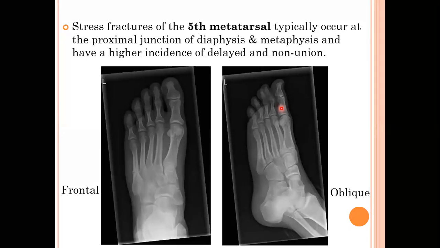Stress fractures of the fifth metatarsal typically occur at the proximal junction of the diaphysis and metaphysis and have a higher incidence of delayed and non-union. This is a stress fracture of the base of the proximal shaft of the fifth metatarsal bone. In the oblique view we see the stress fracture more clearly.